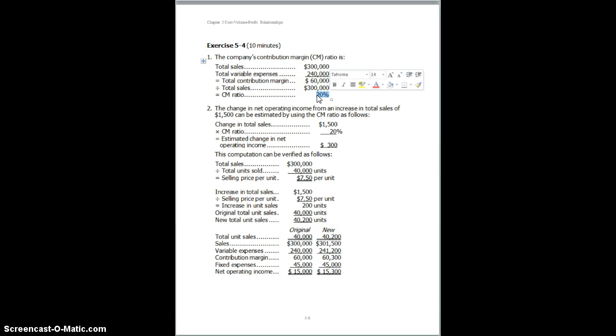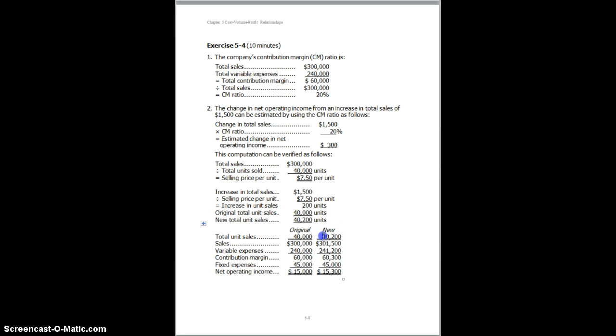If you don't feel comfortable doing that, you could work it out the long way, as demonstrated here in the problem, where you have total revenue of $300,000 divided by number of units sold, 40,000, gives you $7.50 per unit as the sales price. If you were to take that increase in total sales of $1,500 divided by $7.50, that would mean that you would sell an additional 200 units of product. So now, instead of originally selling 40,000 units, you would now have sales volume of 40,200.